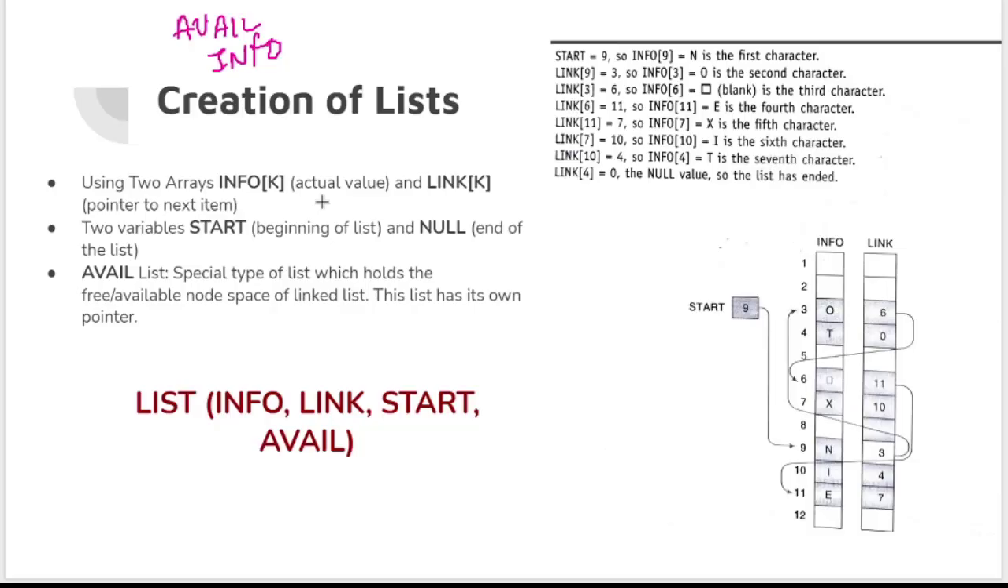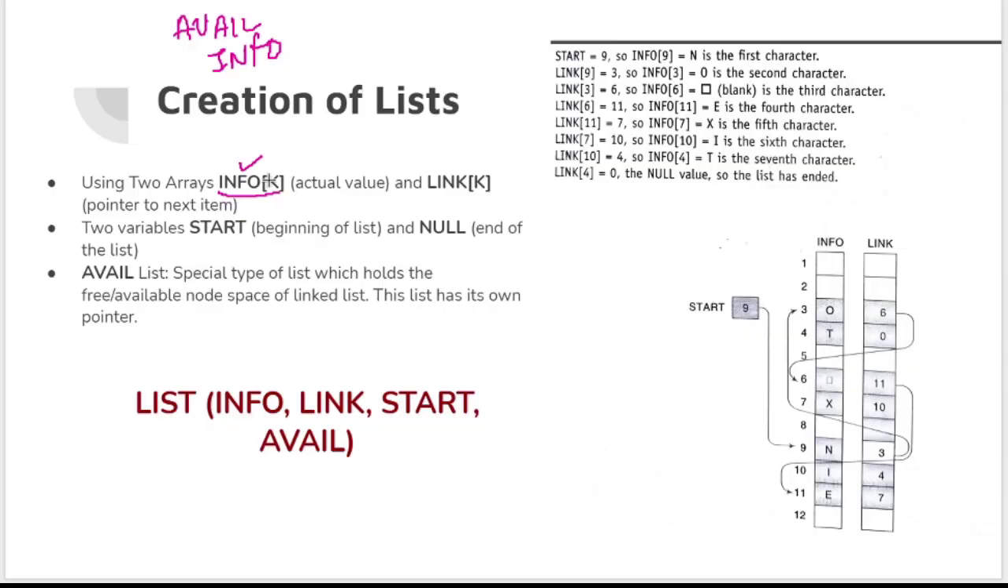So firstly we will create the list. For that we should have two arrays. We are actually implementing a linked list using arrays. So we will create two arrays, one for storing the actual data, which we have named here info, but you can name it whatever you like.